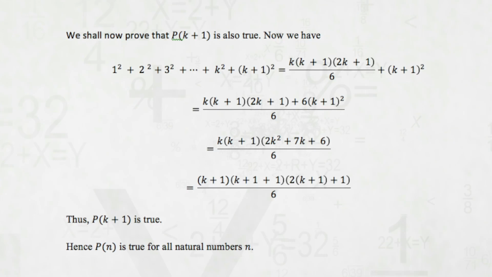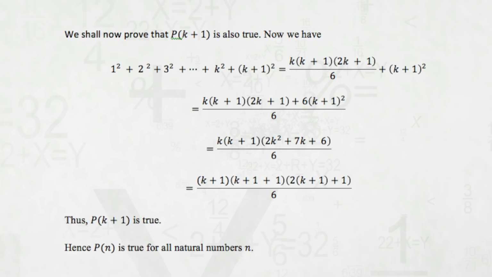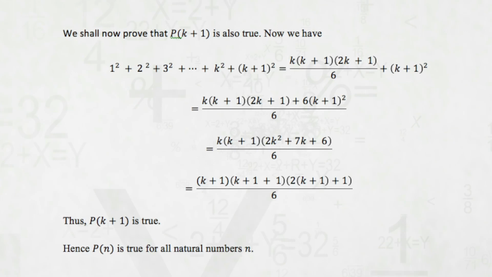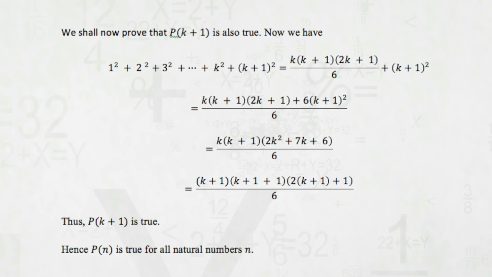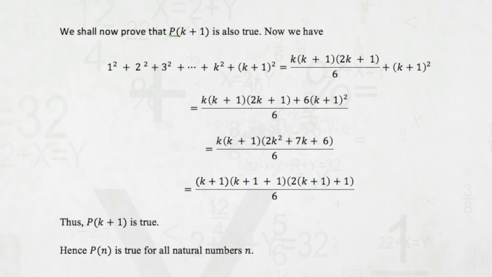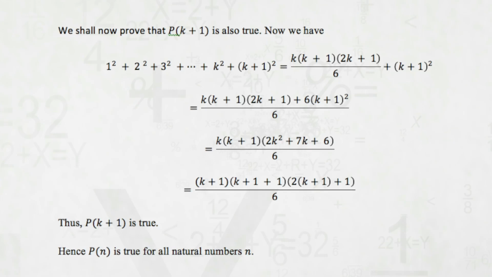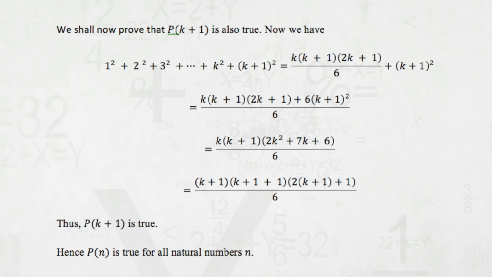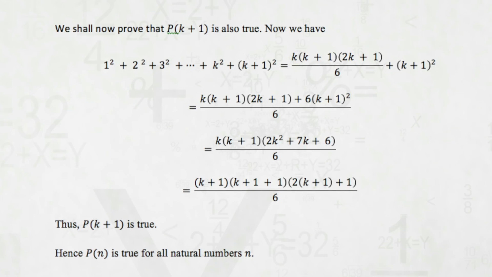We have taken the LCM, and that leads to (k + 1)(2k² + 7k + 6) divided by 6, which again gives us (k + 1)(k + 1 + 1)(2(k + 1) + 1) divided by 6. When you compare this with P(n), this is the required form that we have to have for P(k + 1). Therefore, P(n) is true for k + 1 also, which means, according to the principle of mathematical induction, P(n) is true for all natural numbers n.